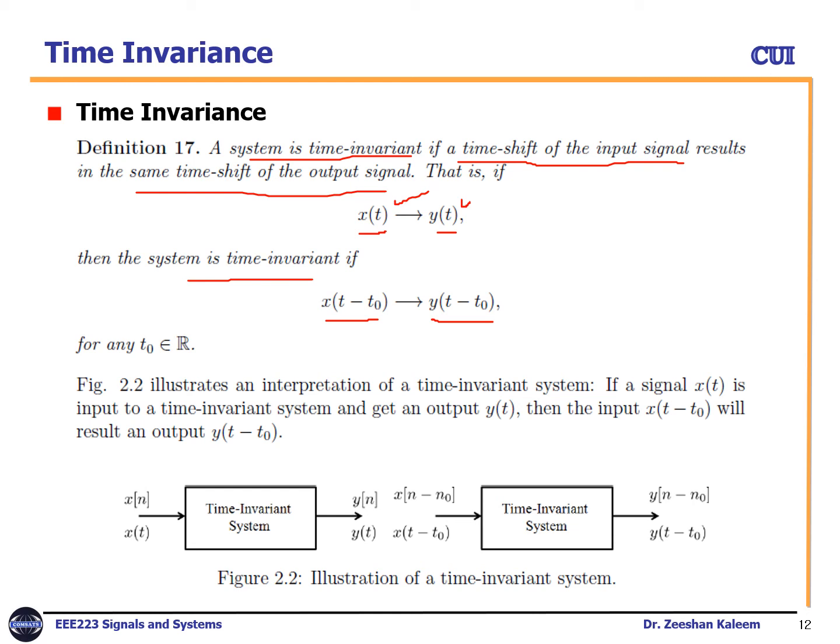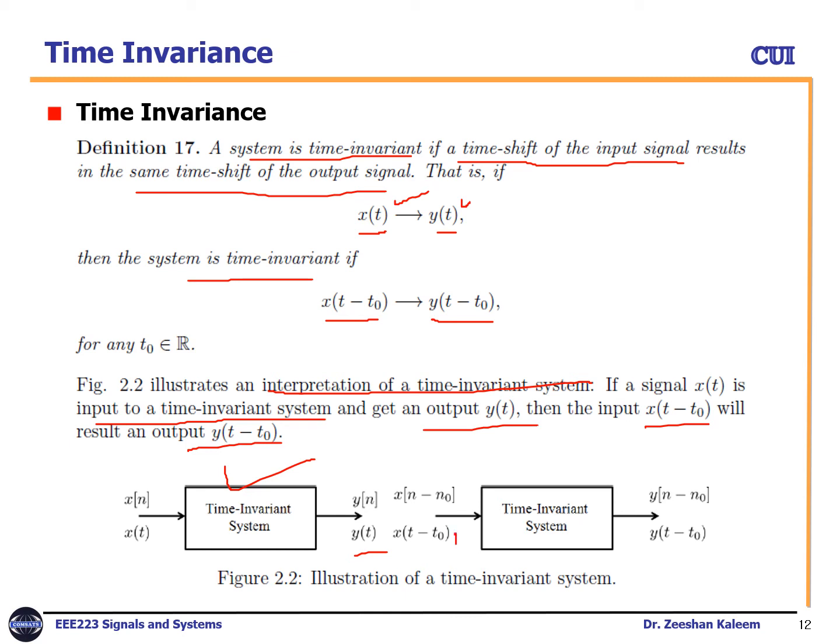For any time t naught which belongs to the real numbers. The figure shows an interpretation of the time invariant system. If signal x(t) is input to the time invariant system and you get an output y(t), then the input x(t minus t naught) will result in output y(t minus t naught).